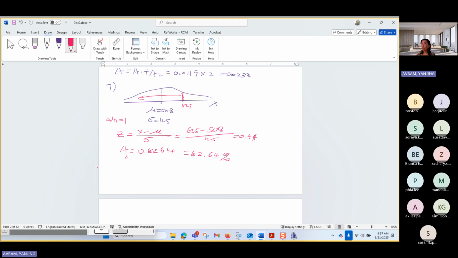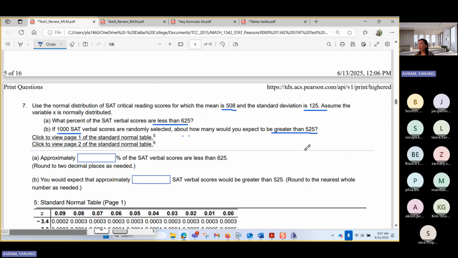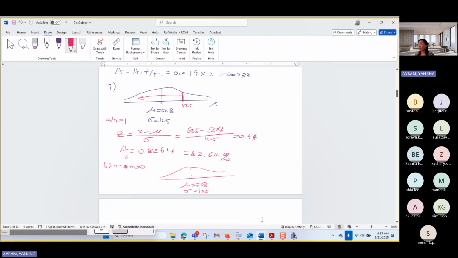So for part B here, n will be 1,000. Then you draw another bell curve. Your mu here is still 508, your sigma here is still 125. This time you want to find greater than 525. So 525 will be on the right. Greater than is the area to the right.